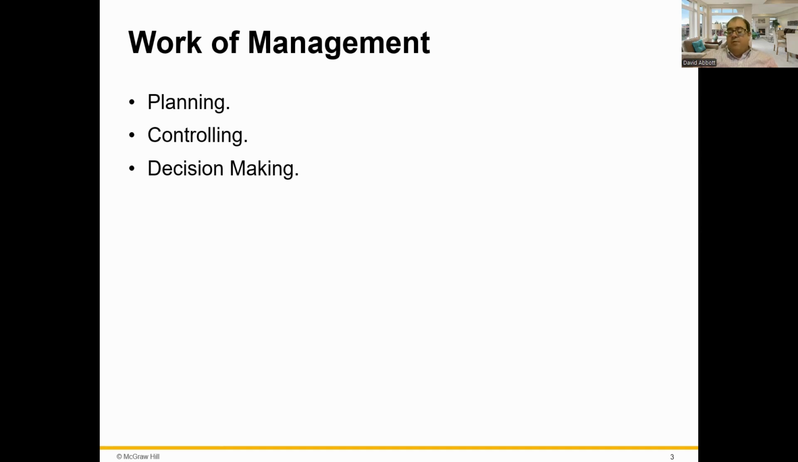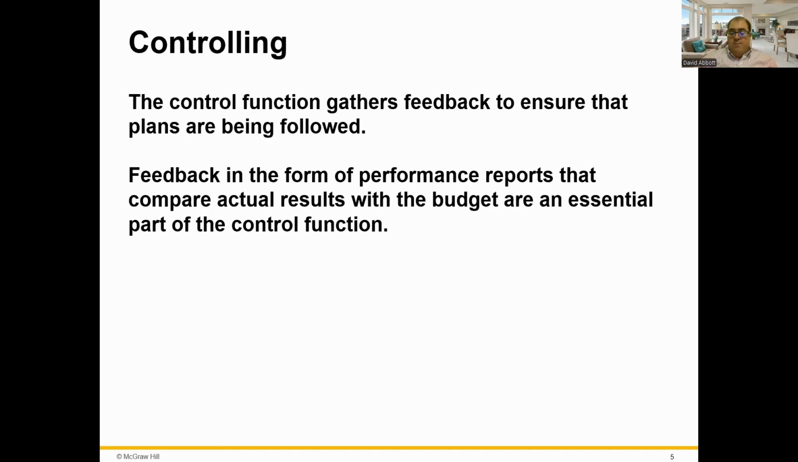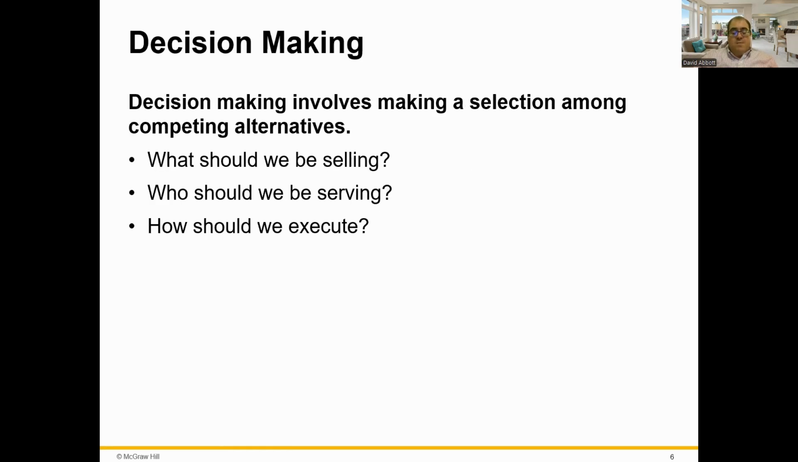Controlling involves gathering feedback to ensure that the plan is being properly executed or modified as circumstances change. Part of the controlling process includes preparing financial performance reports, which compare budgeted to actual results in order to help improve our future performance. Decision making involves selecting a course of action from competing alternatives. Many managerial decisions revolve around answering three questions: what we should be selling, who we should be serving, and how we should execute on that.